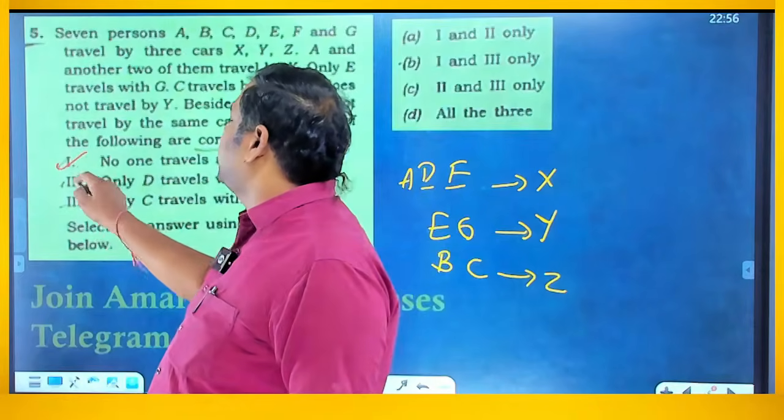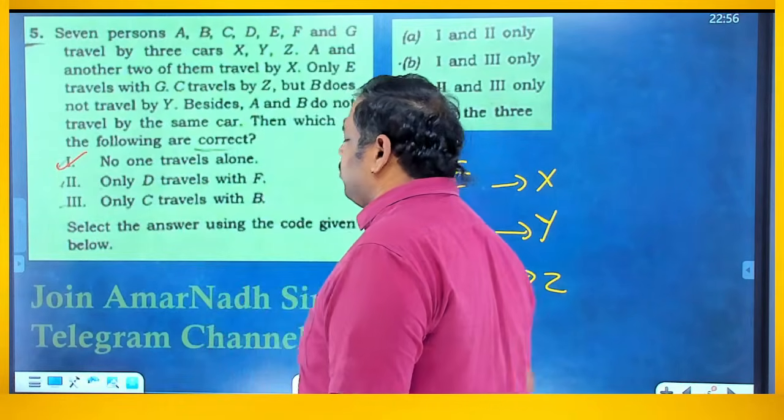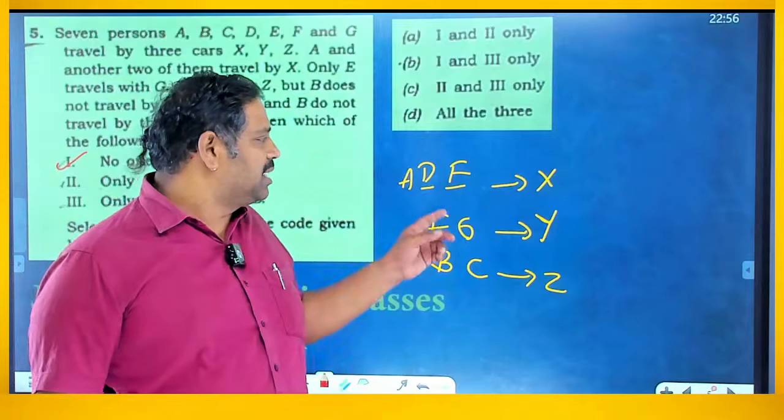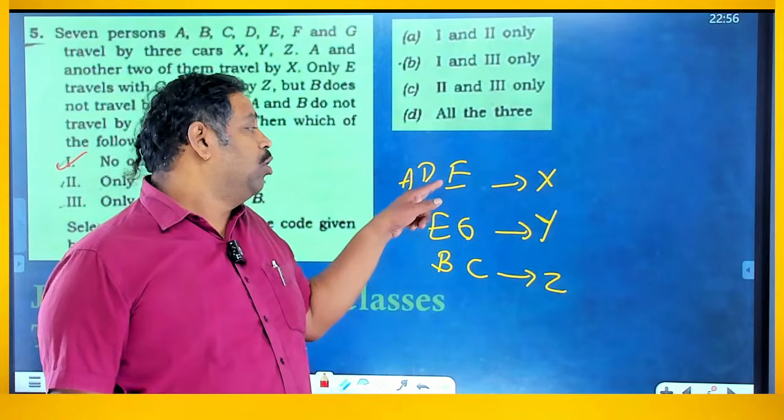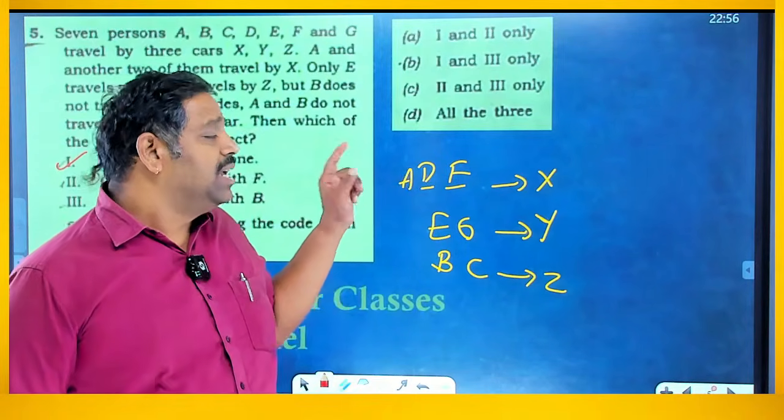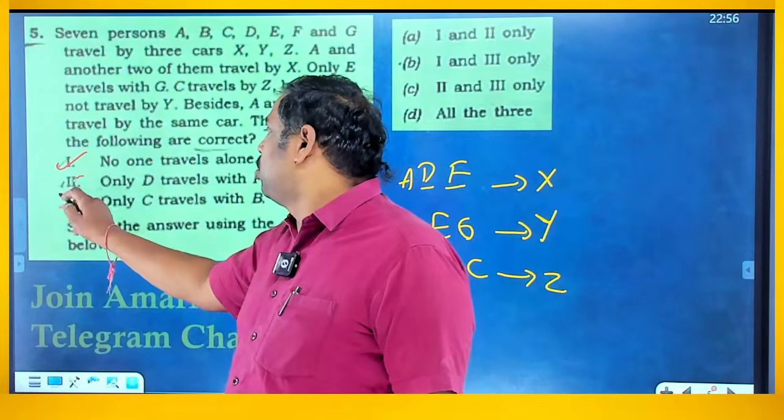Okay, let's go to the second one. Only D travels with F. Yeah, D is traveling with F is correct. But only D? No, no, no, no. Because with F, apart from D, A is also traveling, right? That's why second one is wrong one.